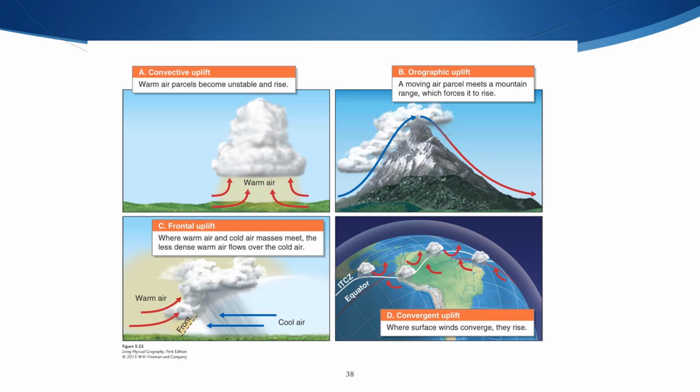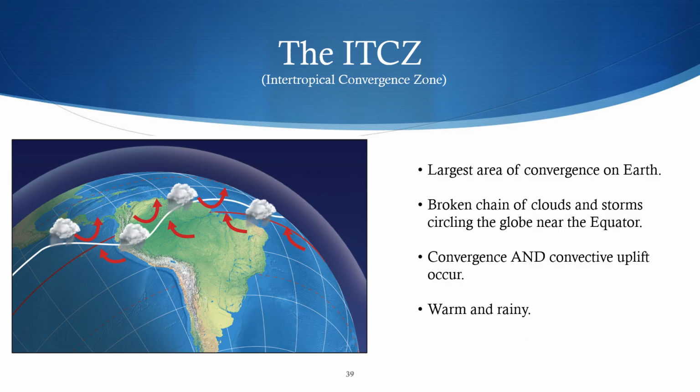What you're seeing here is convergent uplift at the ITCZ, the Intertropical Convergence Zone. This is important. We're going to go into the ITCZ in a lot more detail in, I believe, the next chapter. What you need to know right now is that this is the largest area of convergence on the face of the planet. It's kind of a broken belt of thunderstorms and clouds that circle the Earth right around the equator.